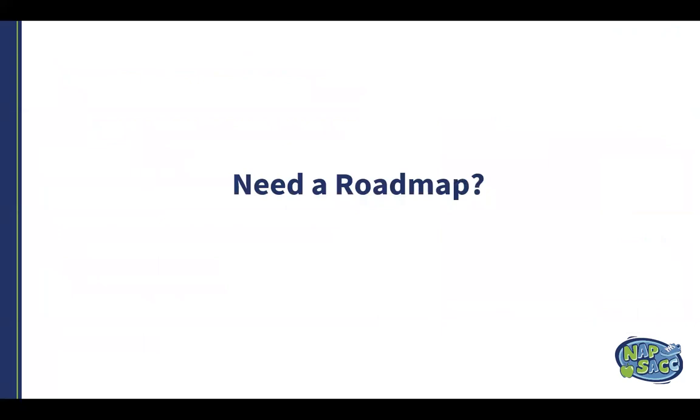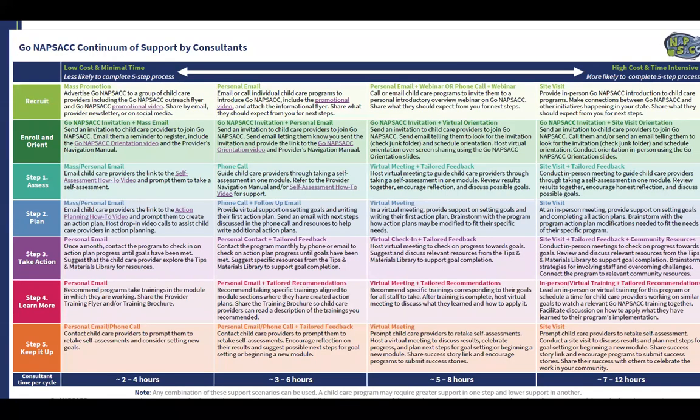All right, this was a lot of information that we've gone through talking about delivering Go NAPSACC. Does anyone feel like they need a roadmap, like they need a cheat sheet to help them with this process? If so, what we have for you is what we call the Go NAPSACC continuum of support. So let me orient you to how this works. In this continuum, on the left-hand side, down the y-axis, we have the whole phase of this process. So recruit, enroll and orient, assess, plan, take action, learn more, keep it up.